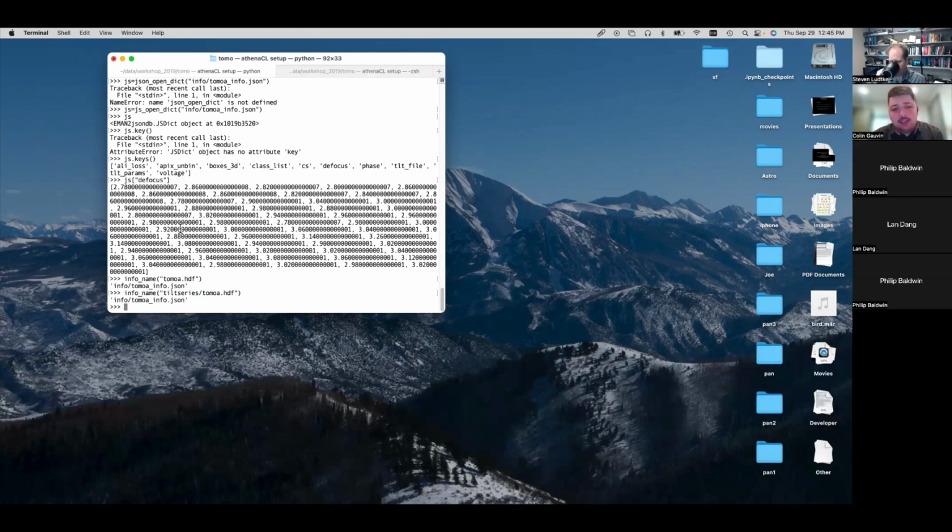If I make an EMData object of the image file, can I just pass that EMData object to info name to get information about it? No, because the EMData object doesn't always know what file it came from. There is a parameter in the header, so if we read an EMData from a file, let's do that. Let's say A is equal to EMData, tilt series, Tomo A.hdf.